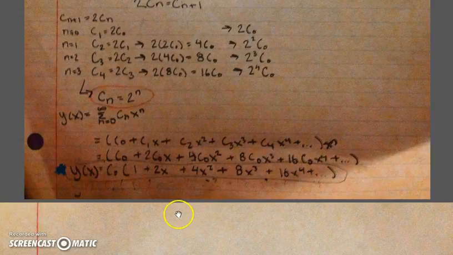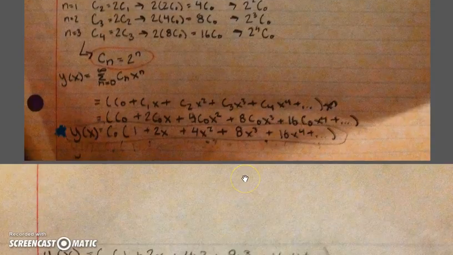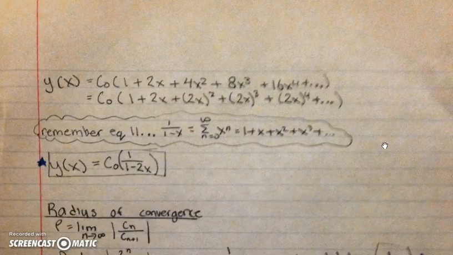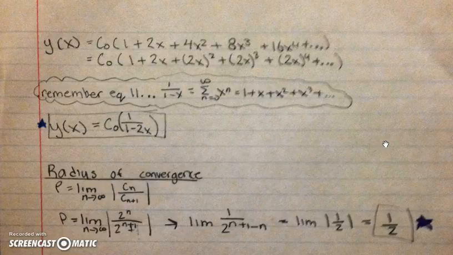So once we plug in those numbers, you have here our solution for the first part of our problem. y of x equals C0, which you can pull out, times 1 plus 2x plus 4x squared plus 8x cubed plus 16x to the fourth, and so on and so forth. So that's our first answer, that's our main one. Now the next step was to find it in terms that we've learned before.